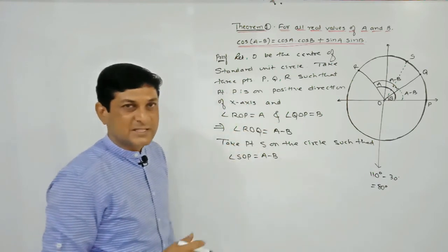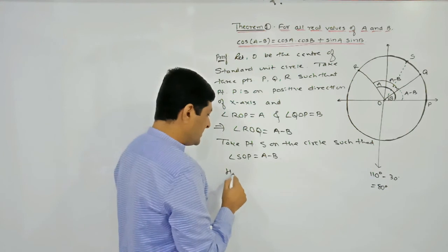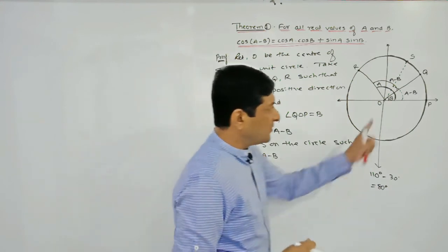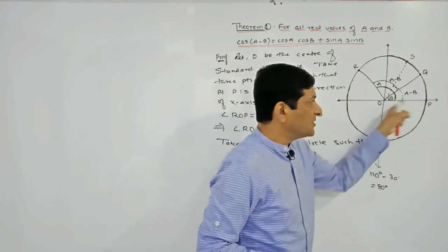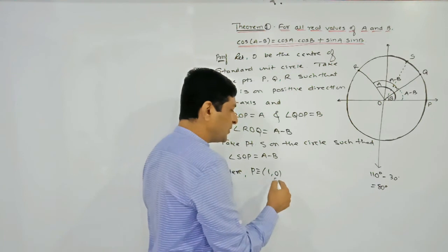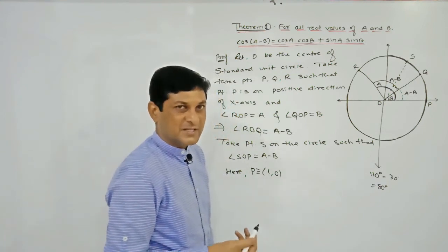Once these points are known to us, try to find out the coordinates of the points which we have shown on this circle. So here we can say the coordinate of point P, observe that P is a point on the standard unit circle. So this distance is equal to 1, means x coordinate is 1, and since the point lies on the x-axis, y coordinate is equal to 0.